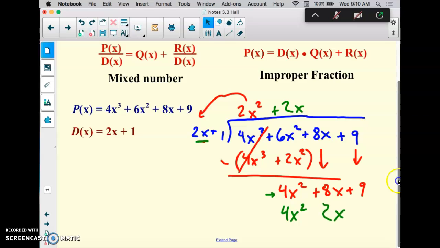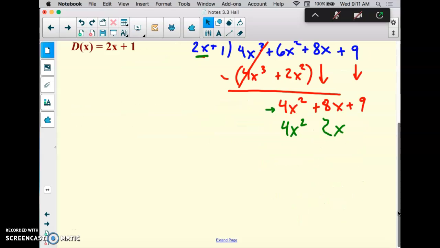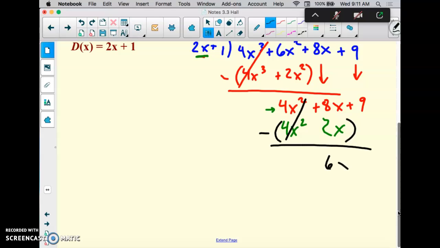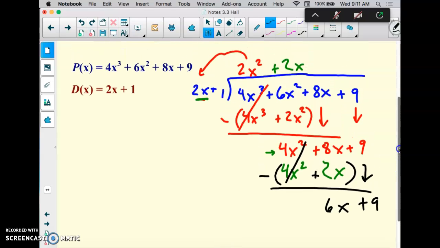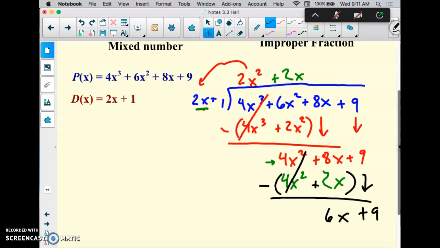Again, I'm going to subtract both of them. The 4x squared is gone. I subtract that, and I'm left with 6x. Again, bring down the 9. And then the last step: what times 2x will give me 6x? It would be 3. Then I bring those down.